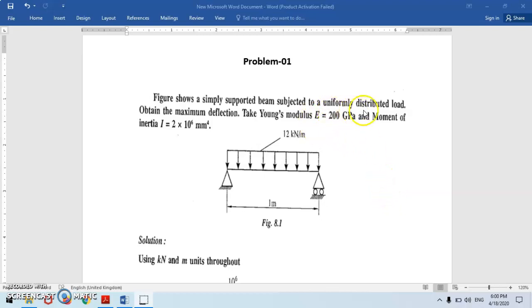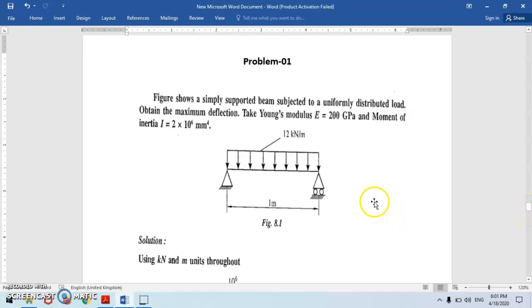On that there is a uniform distributed load. This we can see, uniform distributed load. So in this we need to obtain the maximum deflection. We need to consider Young's modulus as E equal to 200 gigapascal. Moment of inertia is also given as 2 into 10 raised to 6 mm raised to 4. The value of the UDL applied here is 12 kilonewton per meter.